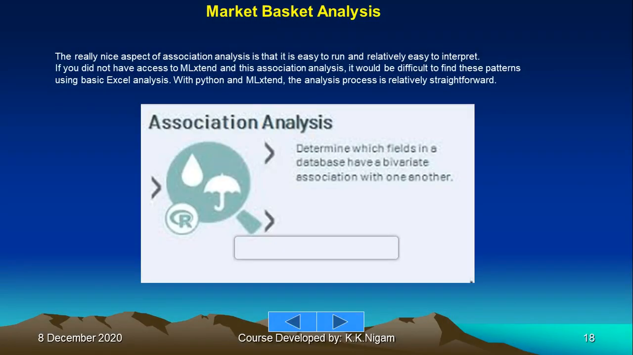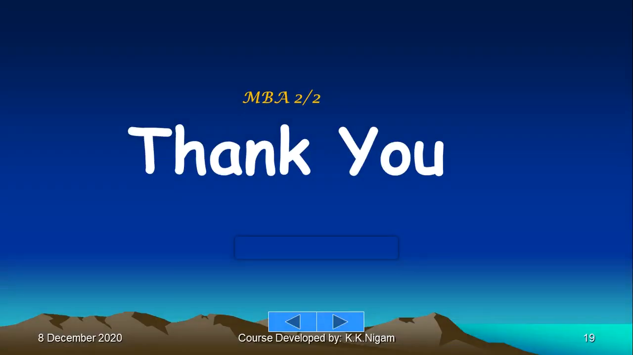Now the really nice aspect of association analysis is that it is easy to run and relatively easy to interpret. If you did not have access to MLxtend and this association analysis, it would be difficult to find these patterns. So using basic Excel analysis with Python and MLxtend, the analysis process is relatively straightforward. So this is how you can go for your market basket analysis. So this completes your market basket analysis. Thank you.